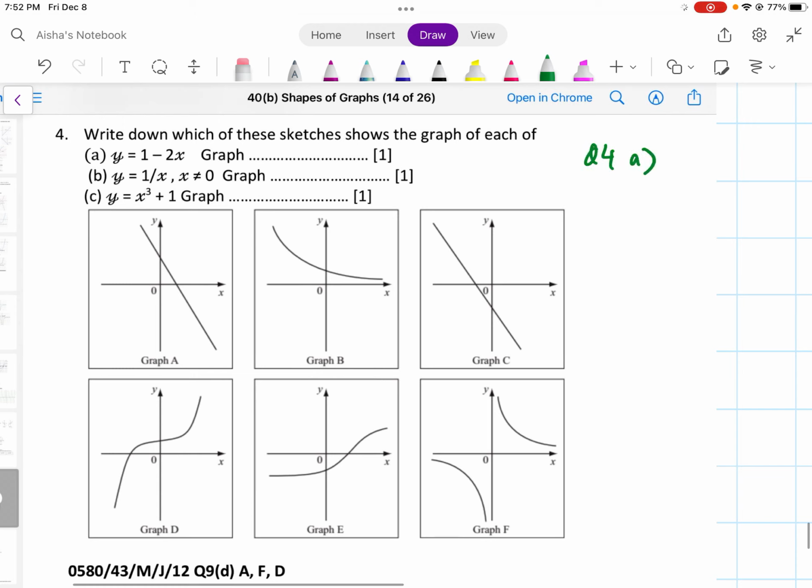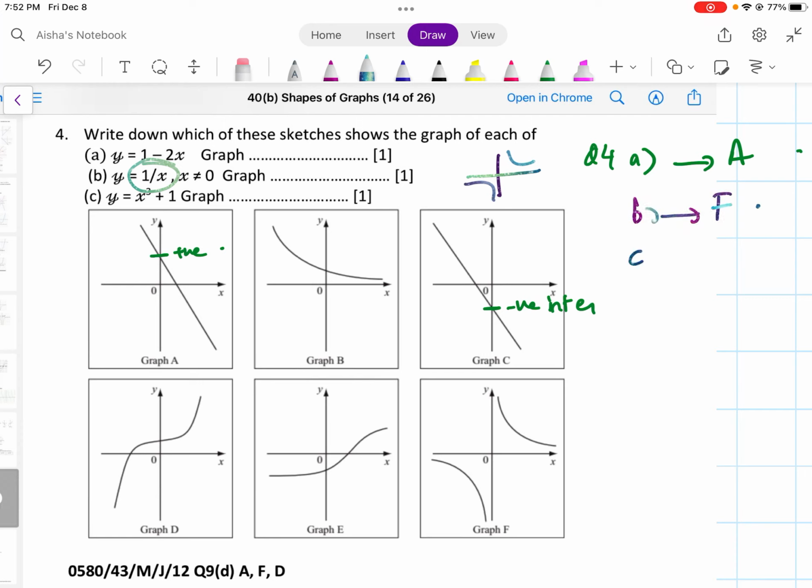Question number 4A, 1 minus 2x. Minus 2 gradient means it's a downward sloping line, so it's clearly graph A. लेकिन नहीं नहीं नहीं, ग्राफ ए और सी में टाई है. This is a negative intercept and this is a positive intercept, and we have +1 is a positive intercept. That's why we will select graph A. 1 upon x is again 1 to this side, another 1 to this side. This is graph F. X cube plus 1, positive x cube cutting through +1.